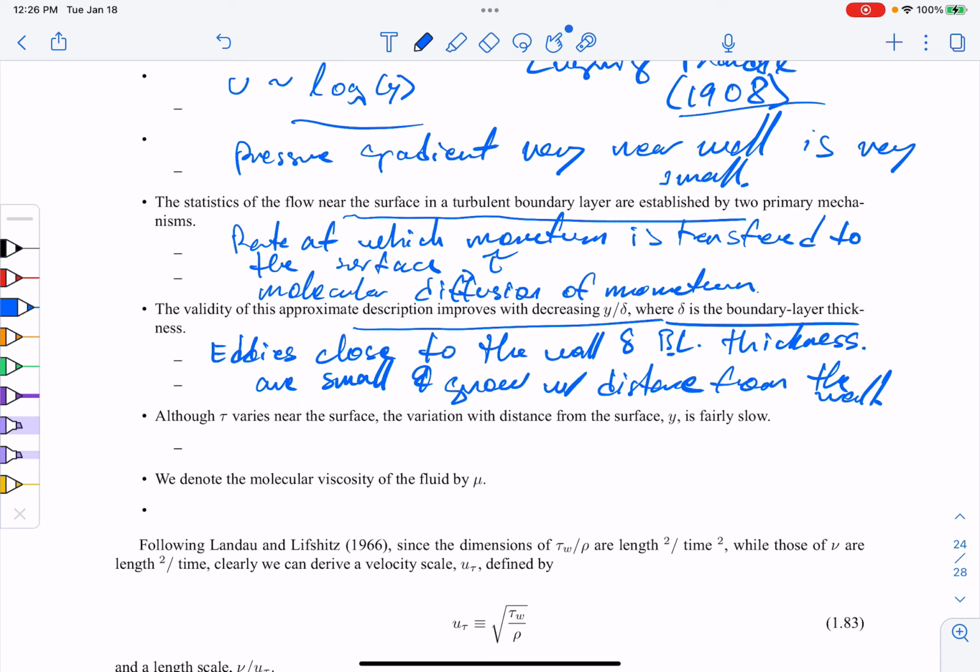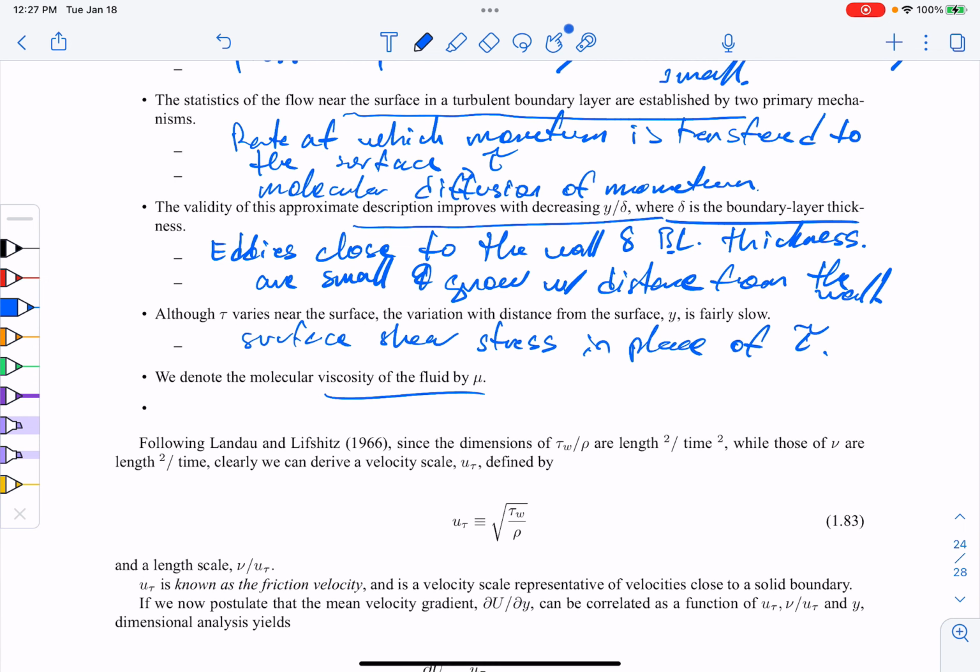And we might look at, say, the surface shear stress in place of tau. We'll also denote molecular viscosity by mu. And we might also say, well, since the turbulence behaves the same in gases and liquids, and I guess plasmas too, it's reasonable to say that we might scale our results as tau_w over rho and kinematic viscosity.